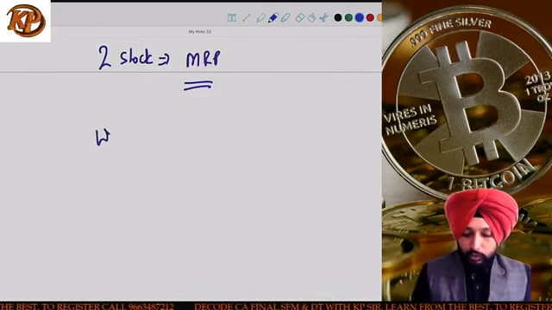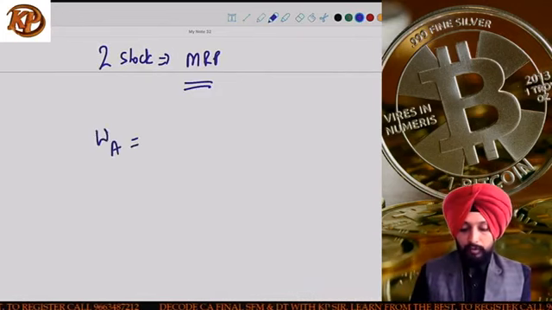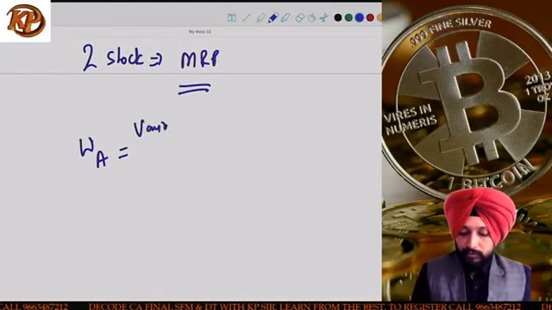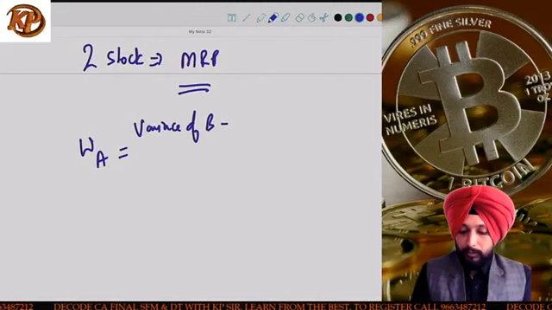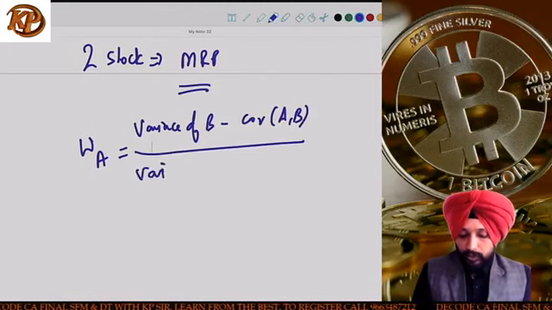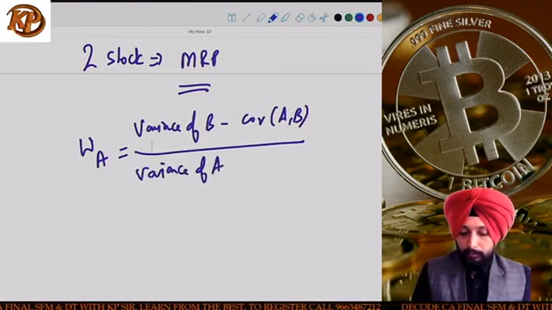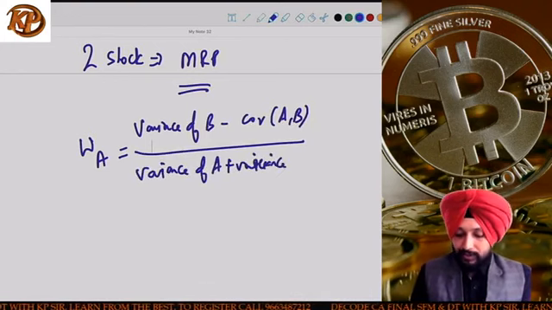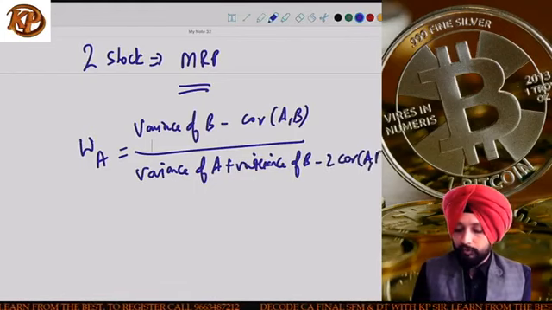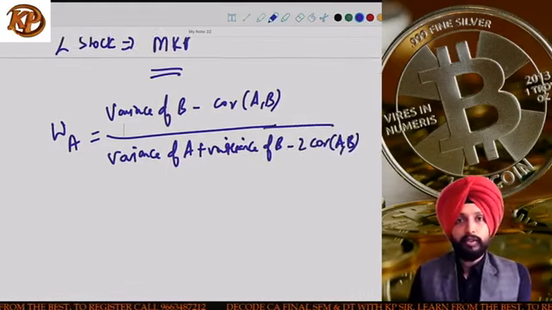And for that we use the minimum risk portfolio formula, where the weight of A is equal to, if you remember, we have learned: variance of B minus cov AB, divided by variance of A plus variance of B minus 2 times the covariance of A and B. That's how we have learned it, right?